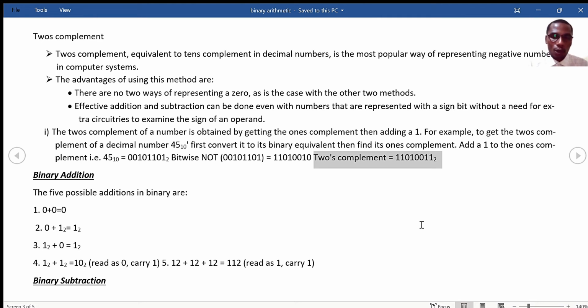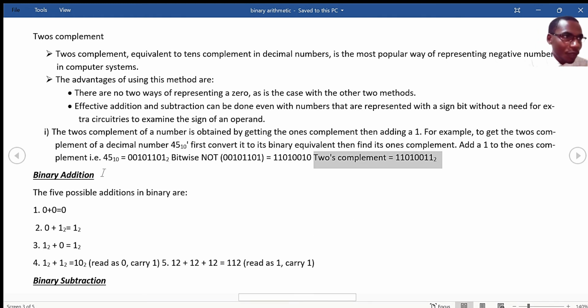Let us go now to what we started and what you are anxious about. That is what you want to know. That is binary addition and binary subtraction. How is it done? Binary addition. The basic rules of binary addition.